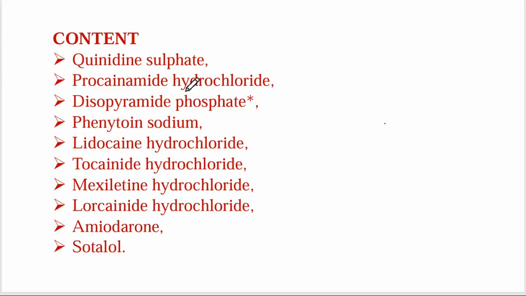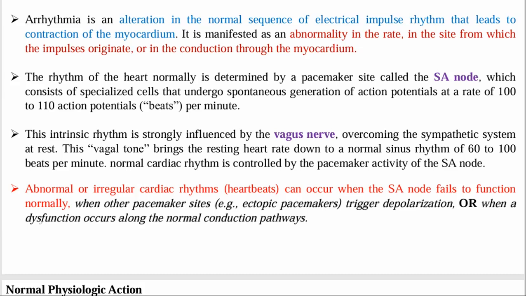So today we will be studying the antiarrhythmic drugs. Here is the list of some antiarrhythmic drugs that we are going to cover in this video. First, let's understand what arrhythmia is. Arrhythmia is a condition that is generally an alteration in the normal sequence of your electrical impulse rhythm that leads to the contraction of the myocardium.